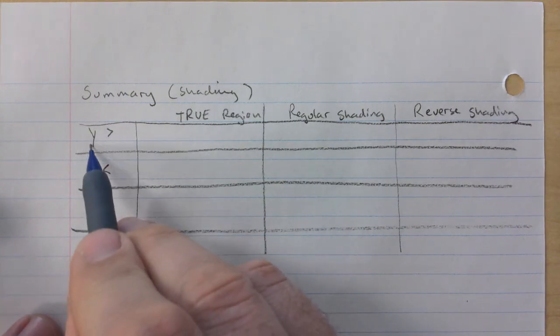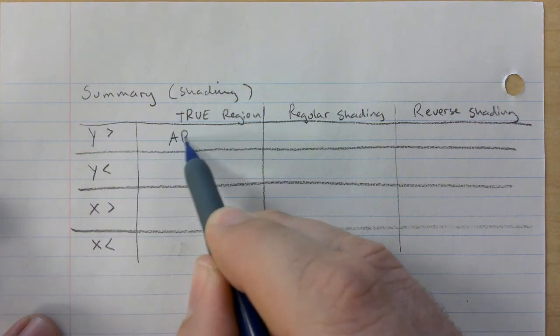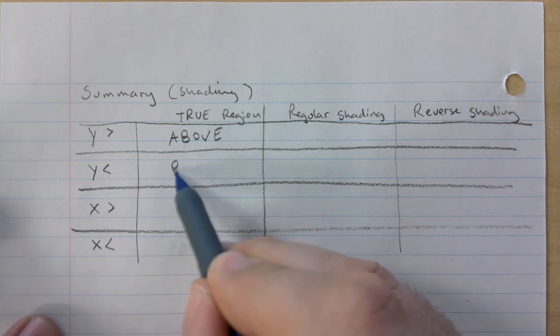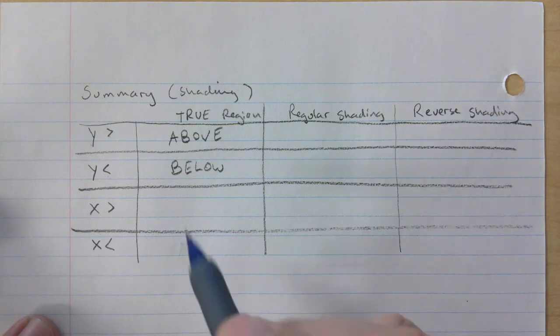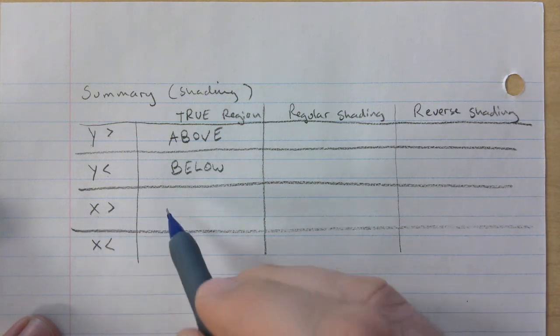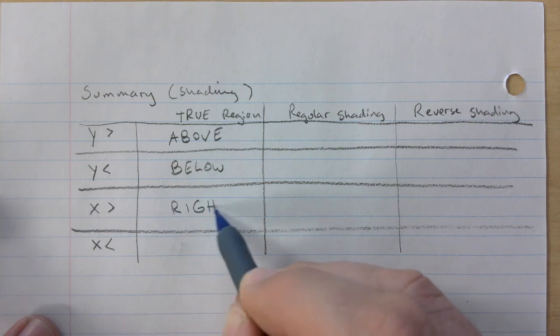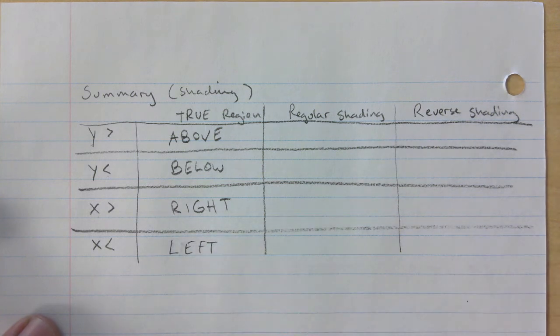If it's y greater than, the true region would be above. If it's y less than, the true region would be below. If it's just x and it's x greater than, it would be to the right. If it's less than, it would be to the left. So that's something you need to remember.